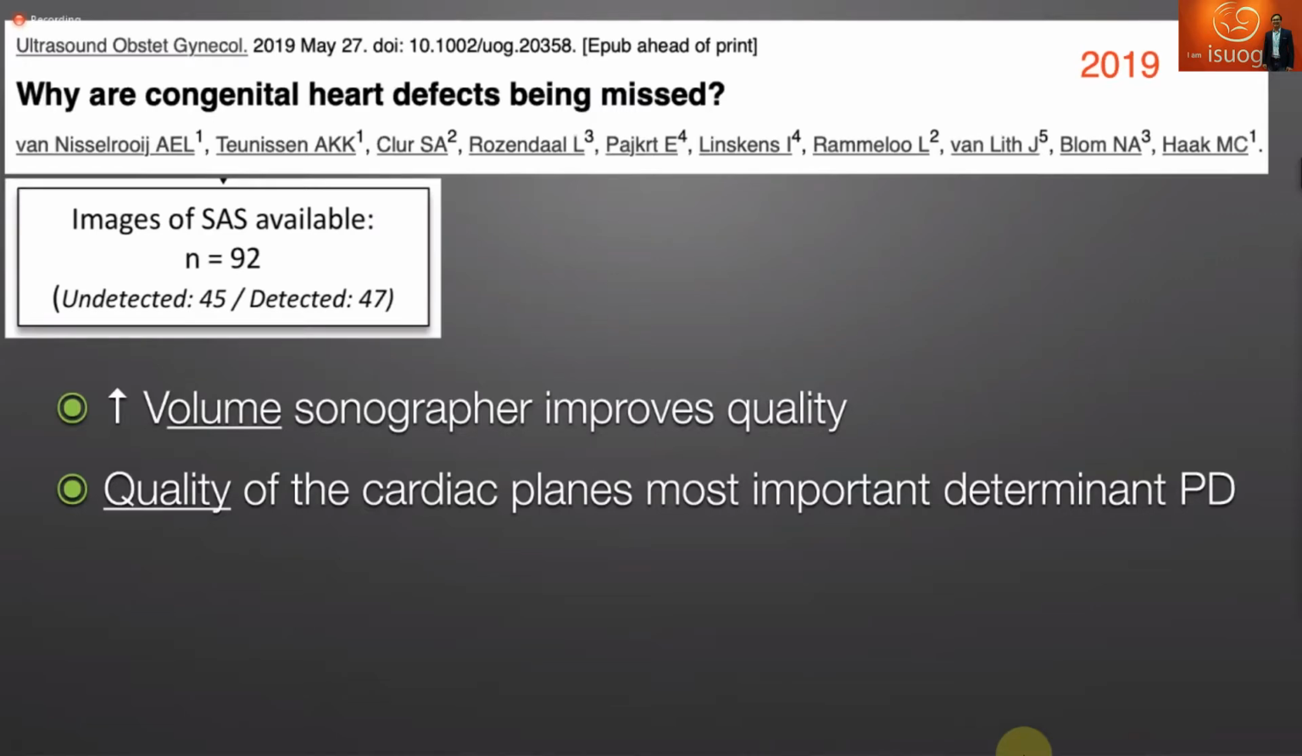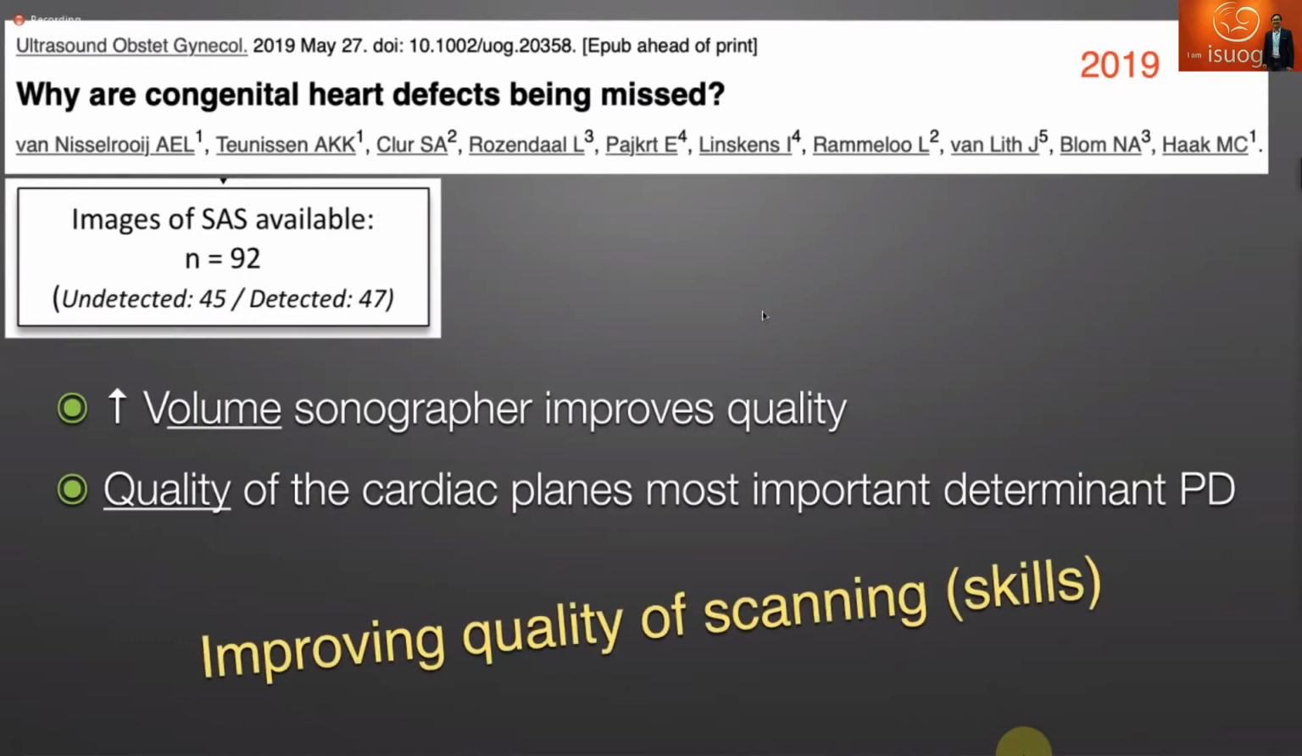So this is why, to improve quality, you need to have a number of scans. And if you want to have a good diagnosis, you need the quality of the planes. So this is why you should train people to have a proper view, because a good image may provide a good diagnosis. And this is why the solution is, if you want to improve detection rate, you should improve the quality of scanning and the skills.